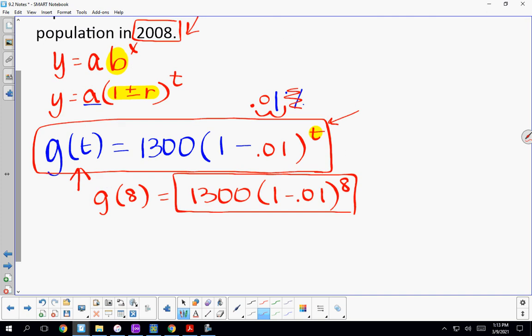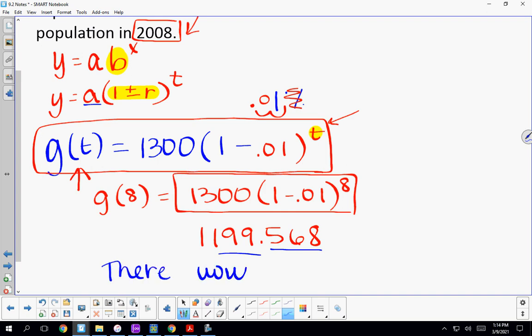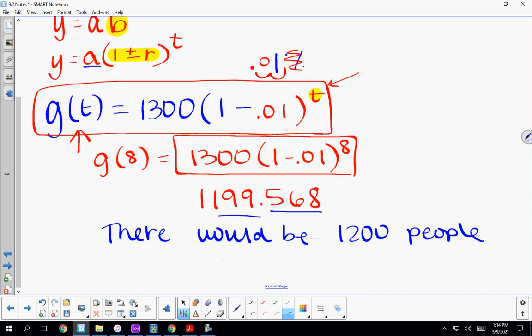And all we do here in our calculator is type in everything on the right-hand side. And here we do get a decimal. We get 1,199.568. But in this case, we're talking about the number of people. Obviously, we can't have part of a person. So this is going to go up to 1,200. So we would say there would be 1,200 people in the town in 2008.